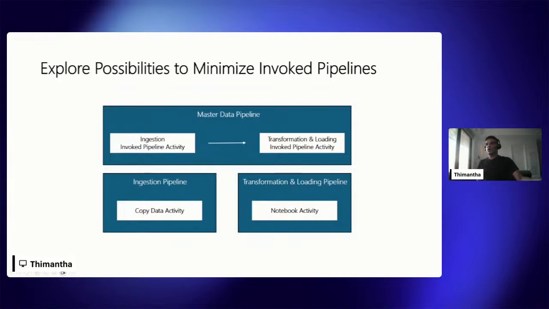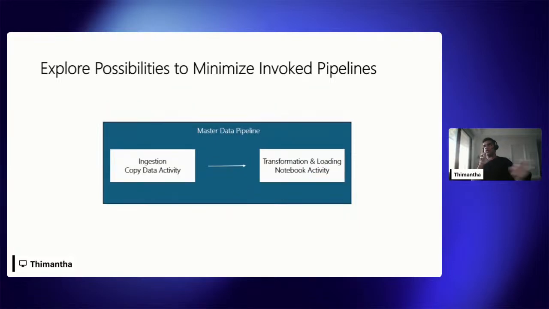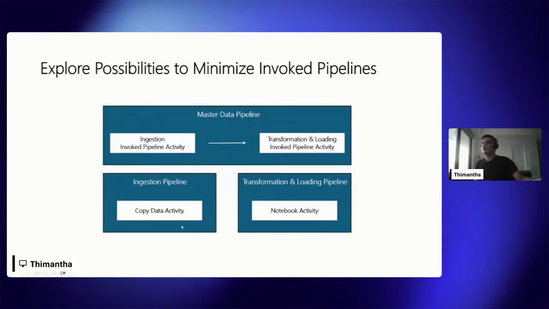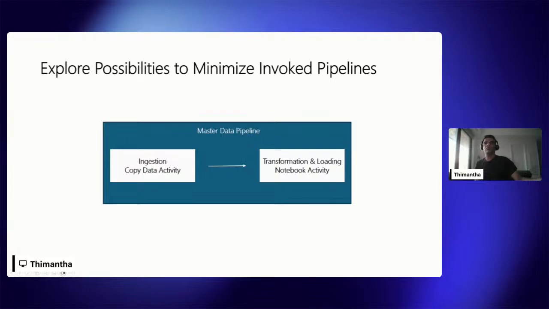Now, instead of following an approach like this, what if we cut down the invoke pipelines? What if we try to minimize the number of pipelines? What if we bring that copy data activity in that ingestion pipeline directly into the master pipeline? And what if we bring that notebook activity directly into that master pipeline? In this case, instead of having three pipelines, you can have two pipelines.